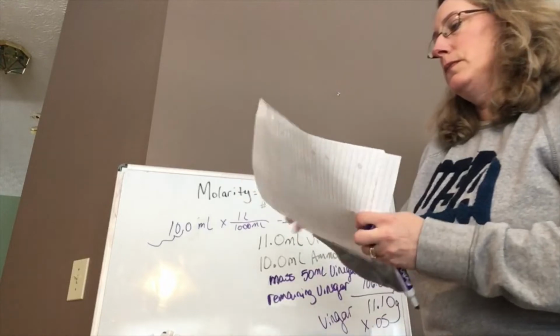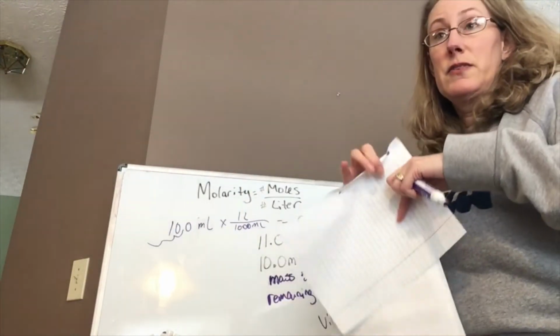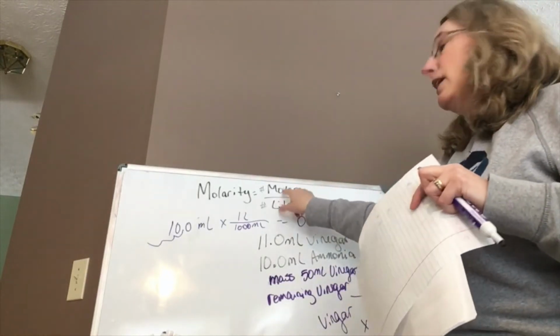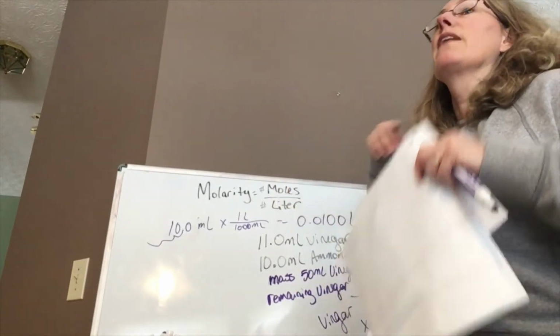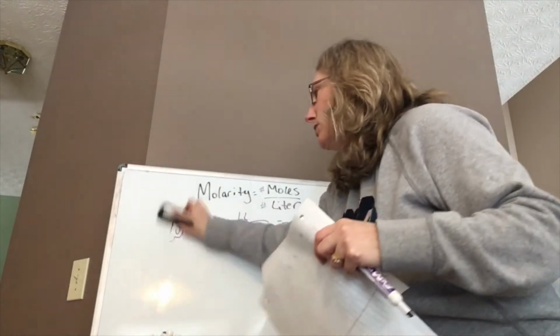Okay, let's start higher. So now we're flipping to the next page. We know how many grams of vinegar we have, so now we want to find out how many moles we have. So we have to convert that to moles. And we have to go back a couple chapters in our brain of how we do that.